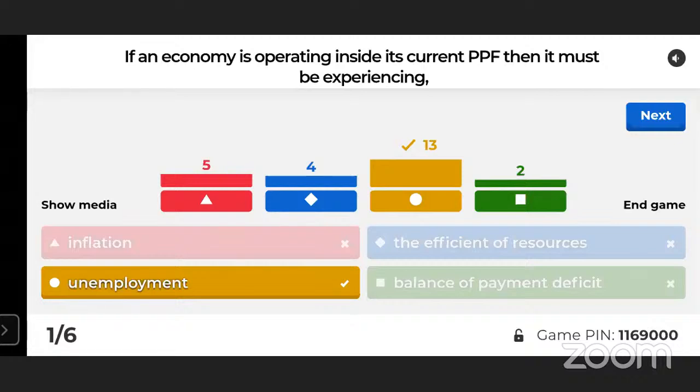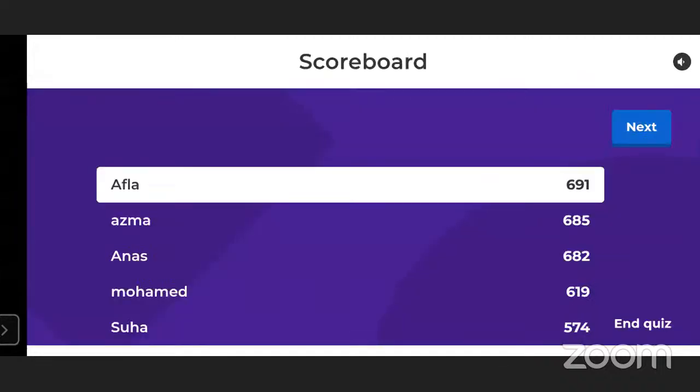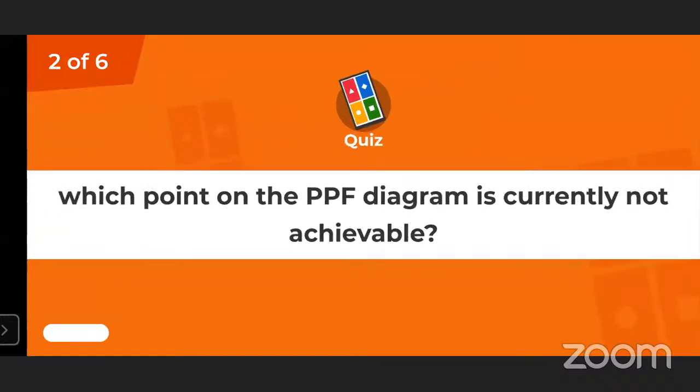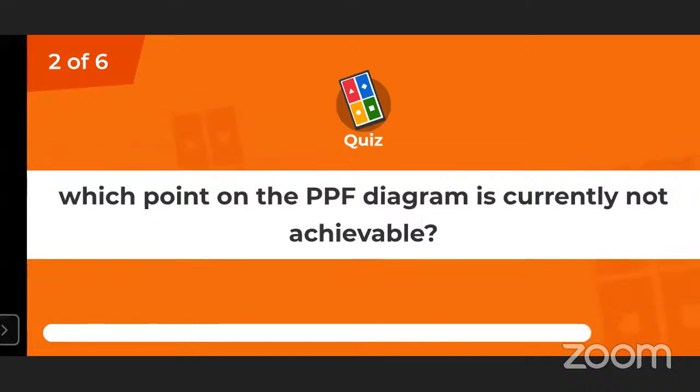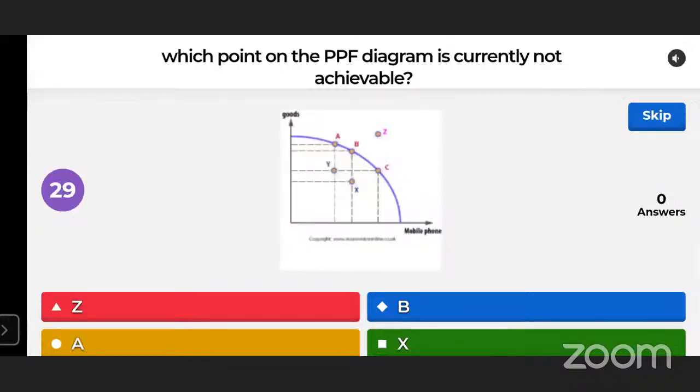Look at this. See the leaderboard. This is number one. She is first because of the fastest finger, the one who answered fastest within 30 seconds. Second question. In these questions I have given 30 seconds or 1 minute.